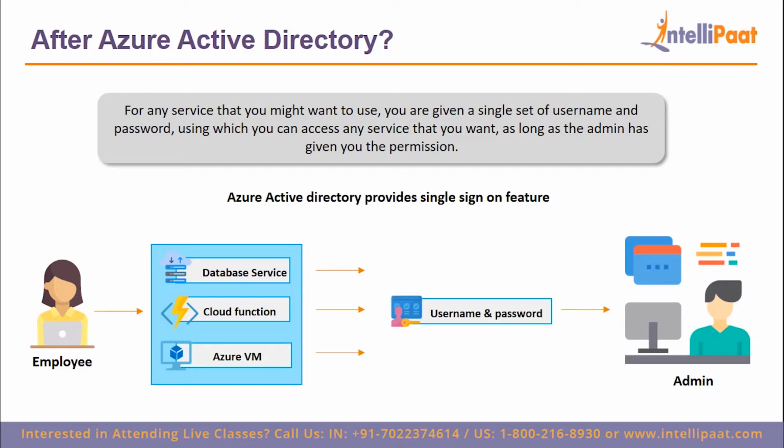Which means that now, instead of creating multiple sets of username and password for all of your different services, the IT admin just has to create one username and password that belongs to you, and the IT admin can go ahead and add permissions in that same username and password for different services. That means, let's say that first you wanted a database service and your username and password was created, right? Now when you want Cloud Function service, instead of creating a new username and password, your IT admin just has to add the permission for Cloud Function service in your existing username and password. That is all he has to do.